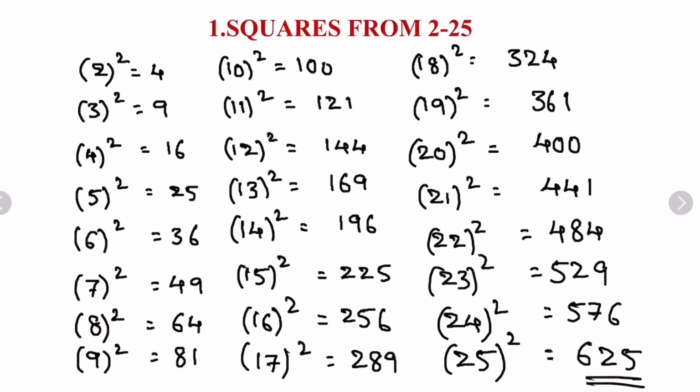So you have to learn by heart all those squares from 2 to 25 in order to calculate, by the shortcut method, the squares from 26 to 125. Next, tricks for squares from 26 to 125. What are the shortcut methods we will implement for squares from 26 to 125? From 26 to 125, all the squares divide into two categories. Number 1, the squares which are near to 50. Number 2, the squares which are near to 100.